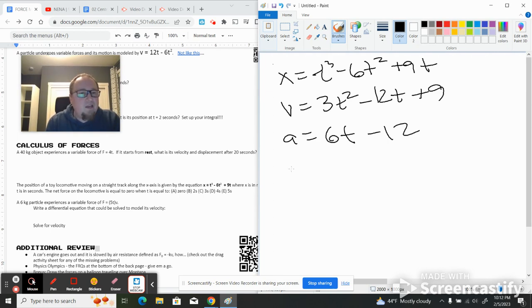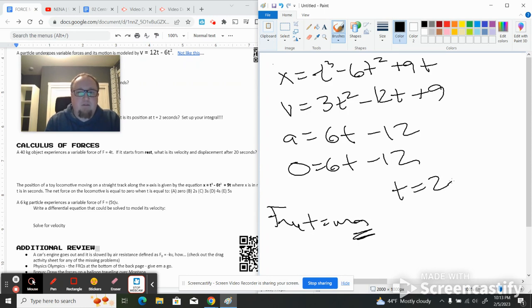So the question is, when is the net force equal 0? Since F net equals ma, that only happens when my acceleration is 0. So that's going to happen at 2 seconds. Okay, so let's see, option B.